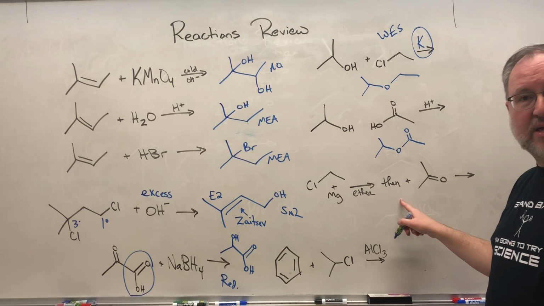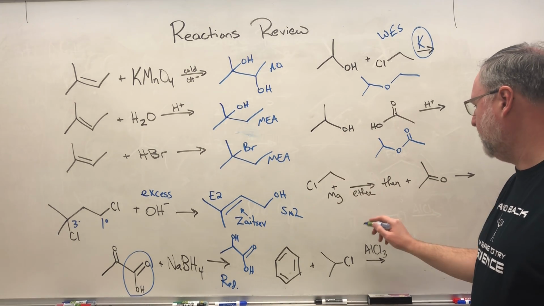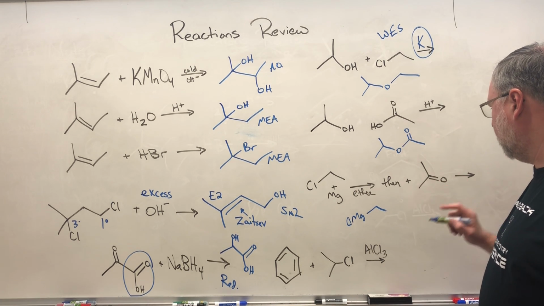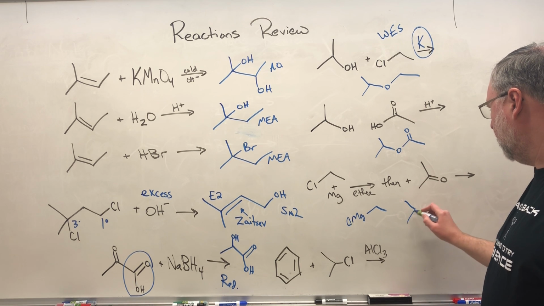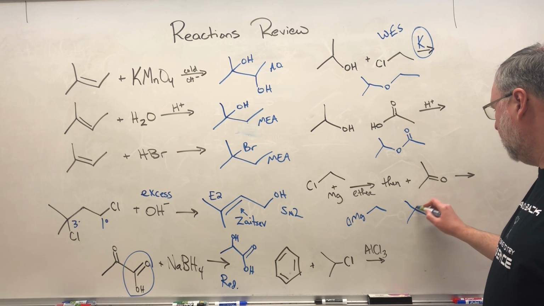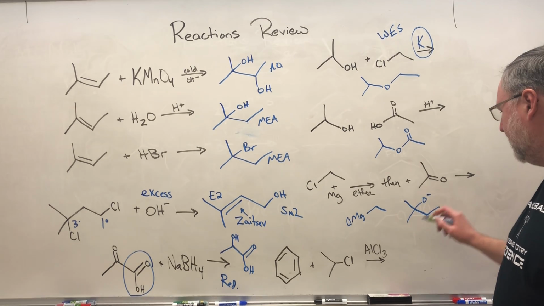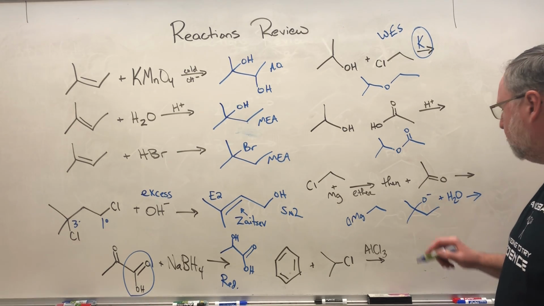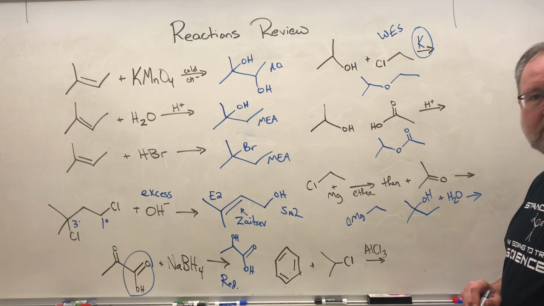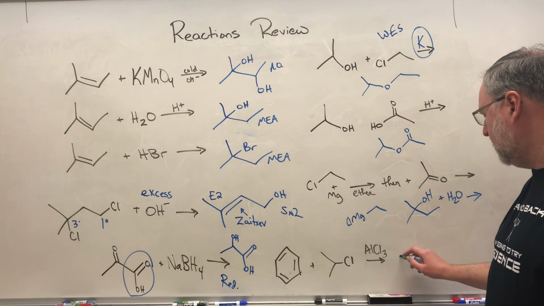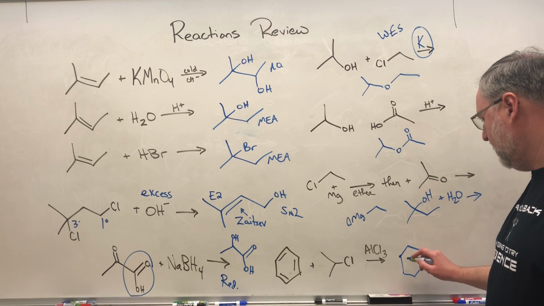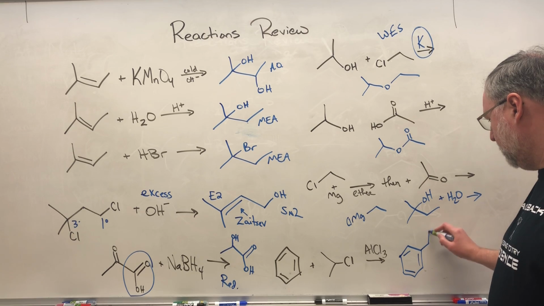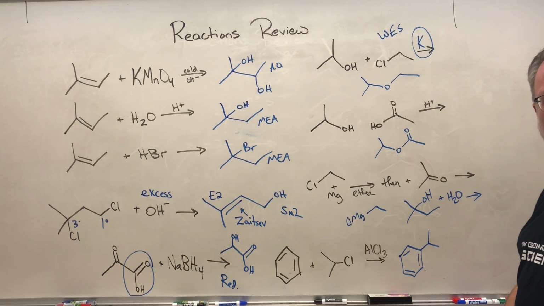Bam. This one must be Grignard. Right, so this is going to make the Grignard reagent, MgCl. And that's going to react with that, and we're going to make, let's see, something like this. And then if we add H2O, H2O is going to put an H plus on that, and we're going to make it into that. Cha-ching. And last but not least, a little bit of electrophilic aromatic substitution to make some isopropyl benzene.